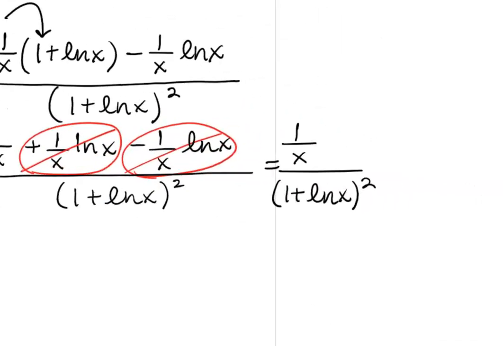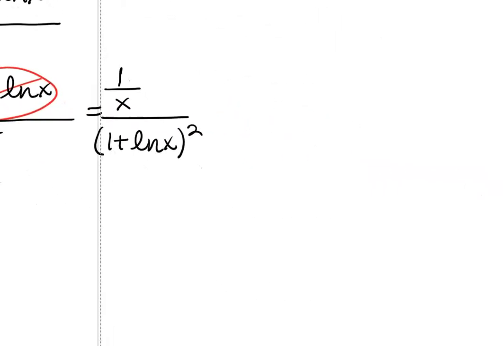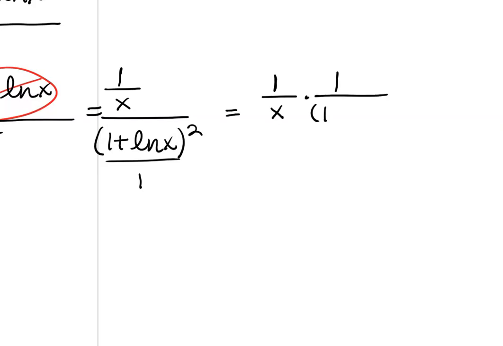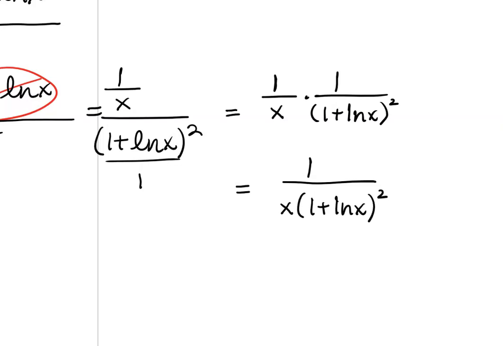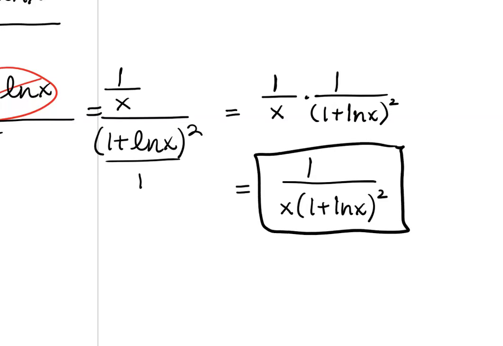And then because we are dividing fractions here, I will again multiply by the reciprocal. Think of that as 1. And so this is 1 over x multiplied by 1 over 1 plus natural log of x all squared, which just comes down to the x and the 1 plus natural log x that's squared being in the denominator. And that's our final answer there.